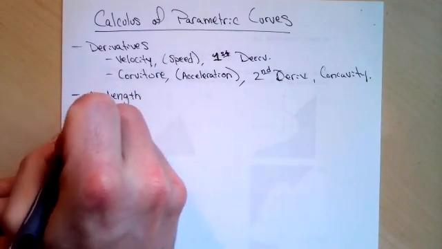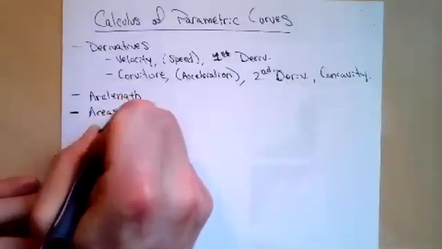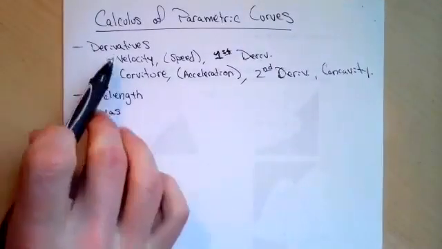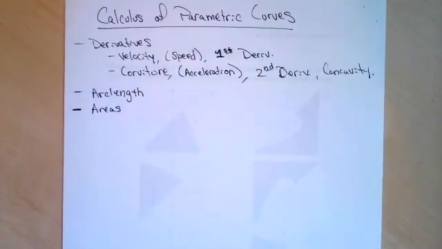And then, of course, we want to look at areas. So we'll probably get to arc length and areas on Monday. For now, let's take a look at derivatives and what types of information that gives us.